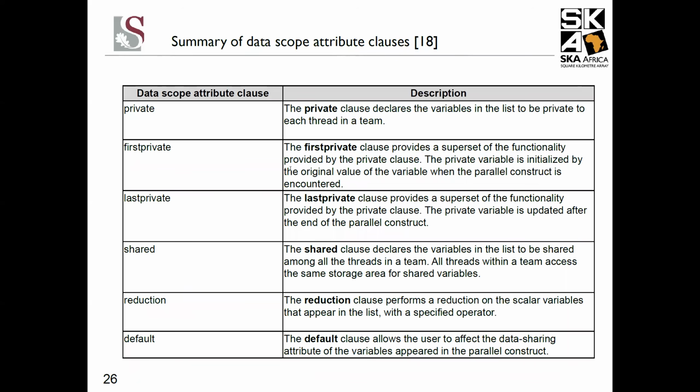And firstprivate means that it's very similar to private. The only difference is that the private variable is initialized by the original value of the variable when the parallel construct is encountered. So it's also something to think about when we work with OpenMP: how are the shared variables that come in regarded, or how are they initialized? And using things like firstprivate, lastprivate, and so on, you can specify that initialization a little bit.